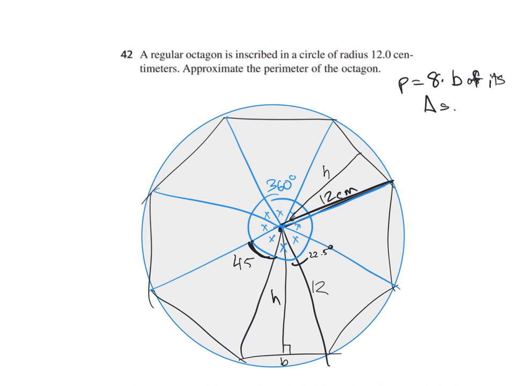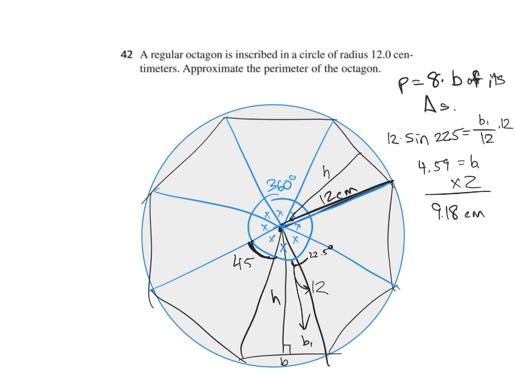All right, so let's get b sub 1. That's the opposite leg, and we have the hypotenuse. So that's sine. The sine of 22.5 is equal to the opposite leg over the hypotenuse. So how do I get b sub 1? Multiply by 12. Take a calculator and take the sine of 22.5 times 12, and you get 4.59. That is little b. Well, multiply it by 2 to get the whole length, and you get 9.18 centimeters. This is all centimeters here.